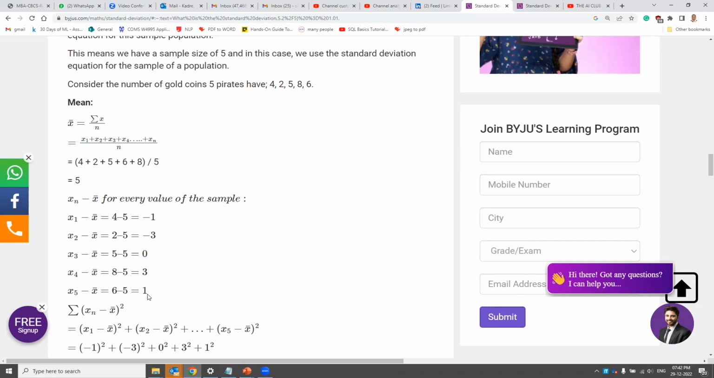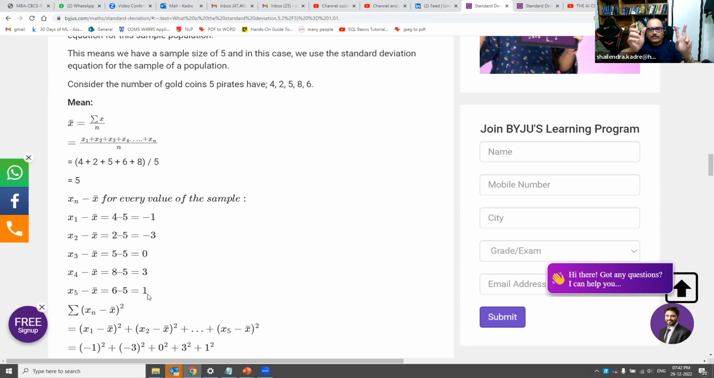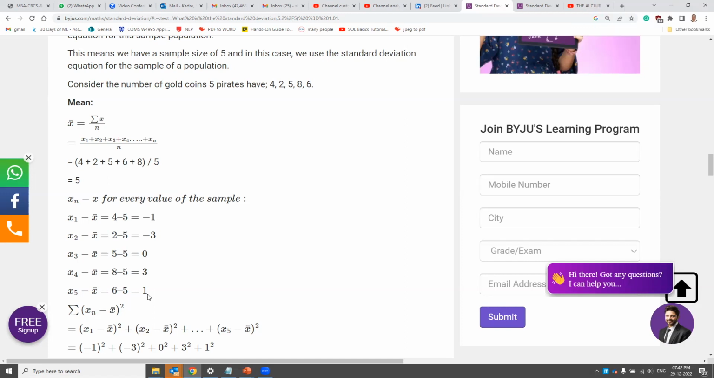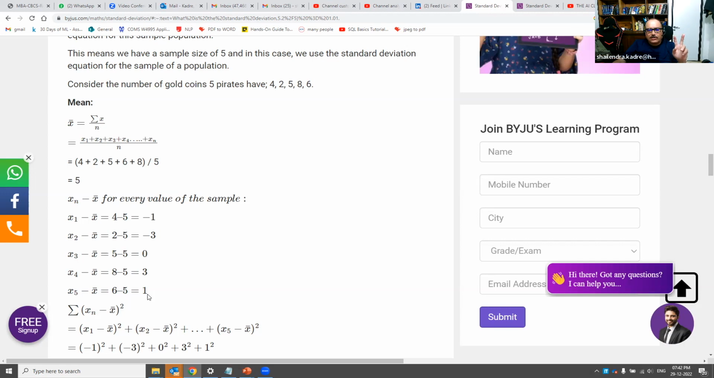Yes, sir. What we have done, each number we have subtracted the mean value. Correct. 6 minus x bar. That's what we have done, right? So understood? Everybody understood? Jignesh? Yes. And Karthik?